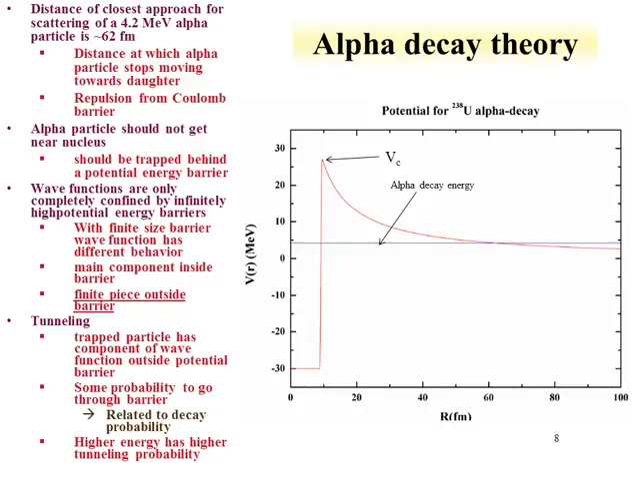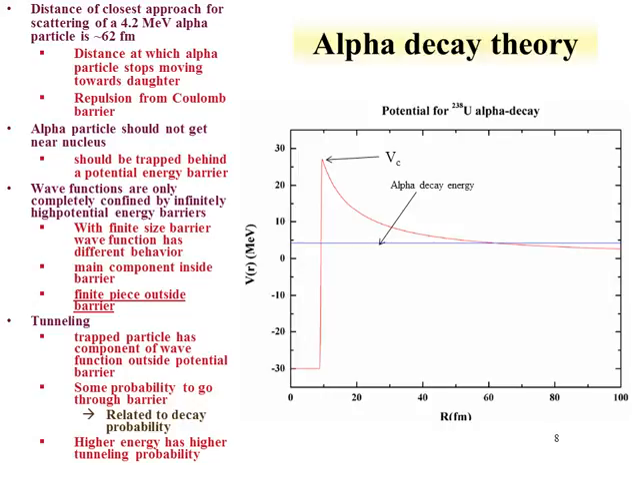Using what we've discussed, we can start thinking about how alpha decay occurs in the nucleus and develop alpha decay theory. The closest approach for a 4.2 MeV alpha particle to a thorium nucleus, similar to this uranium-238 decay we were discussing, is about 62 femtometers. If we look here on this potential for a nucleus, the 4.2 MeV would get about this far and then be repulsed by the Coulomb barrier. So the alpha particle shouldn't get anywhere near the nucleus.